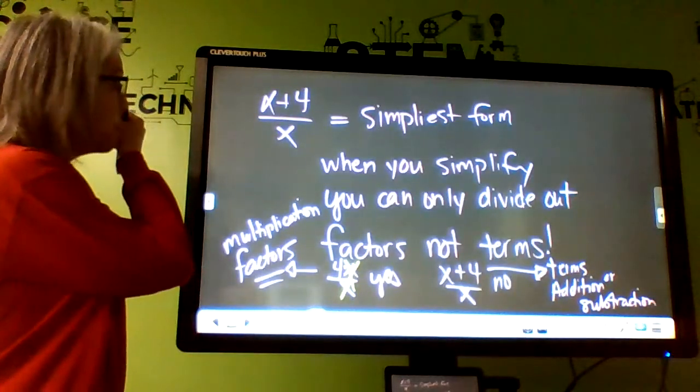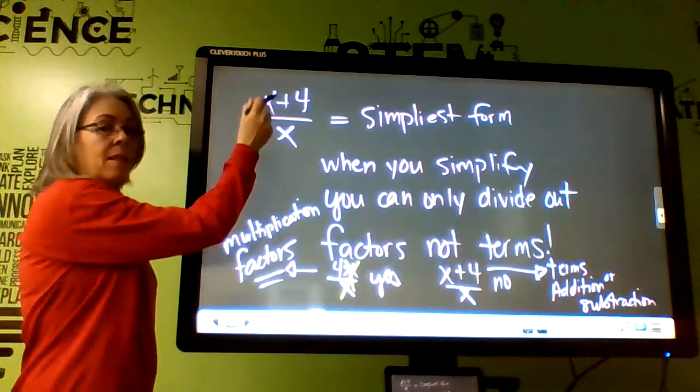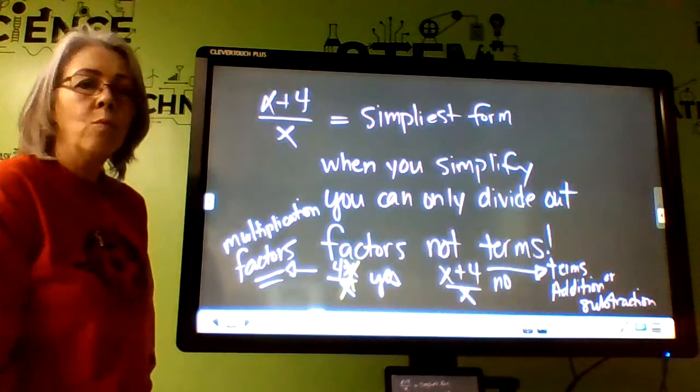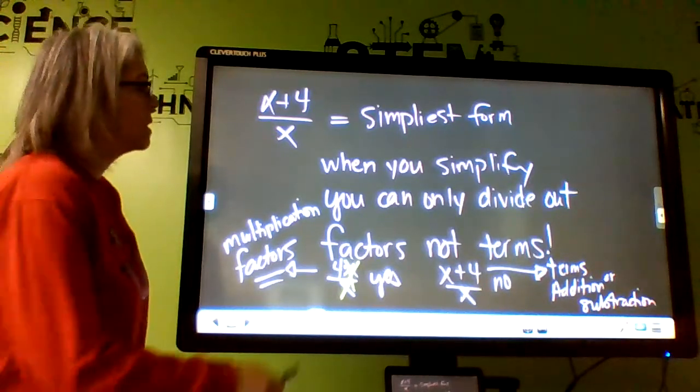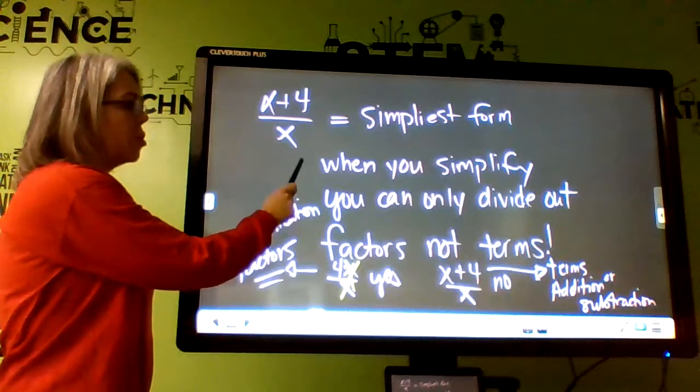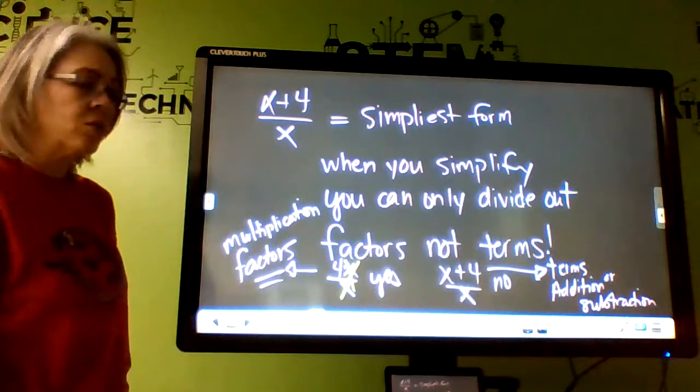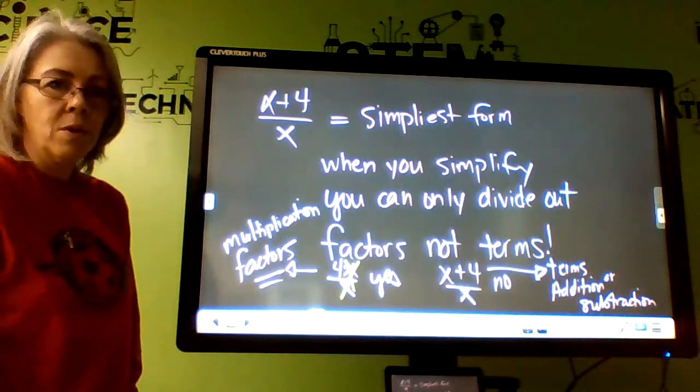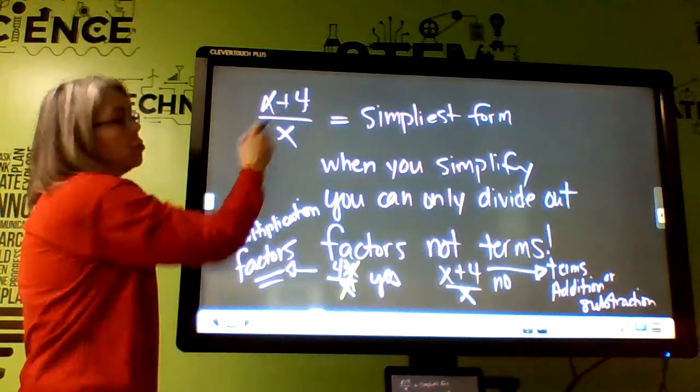The next one, x plus 4 divided by x. This is the simplest form. We cannot simplify any more than this. When you simplify, you can only divide out factors, not terms. Okay, so these are two terms.